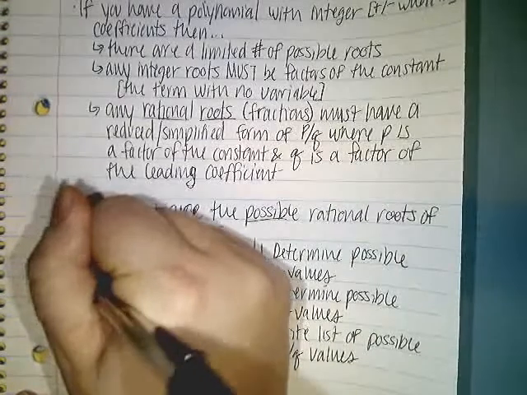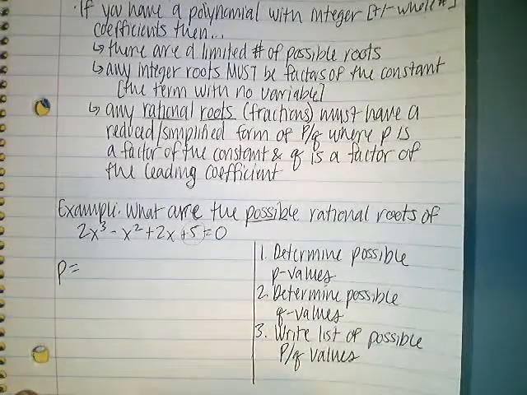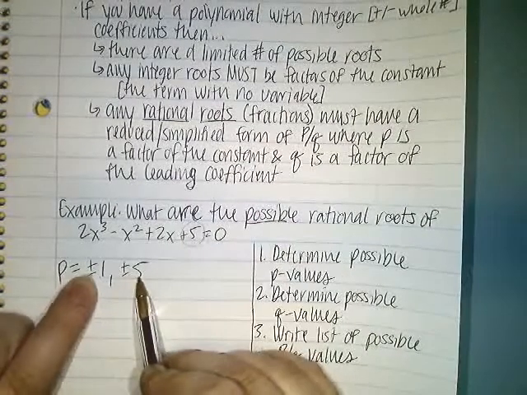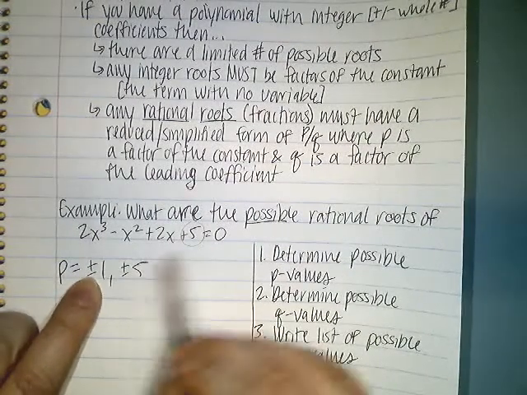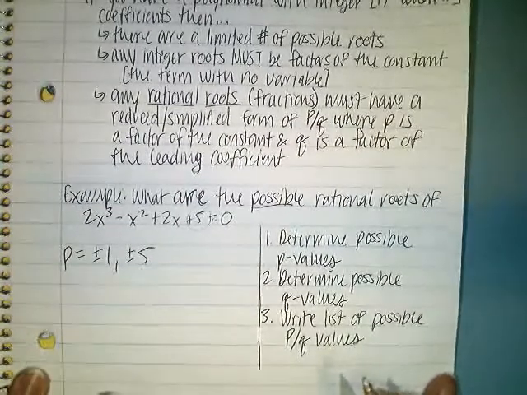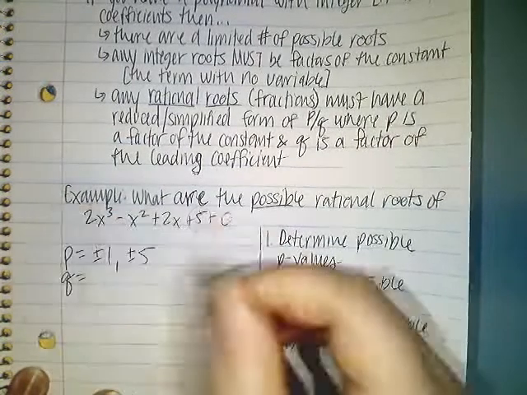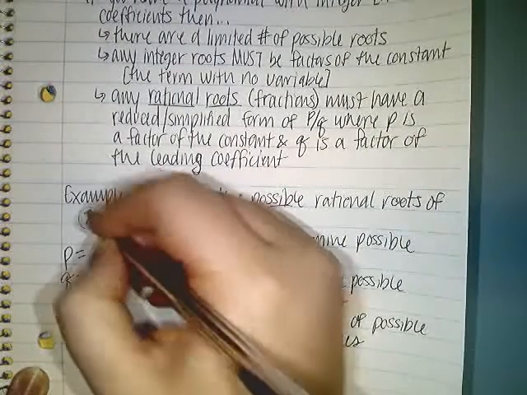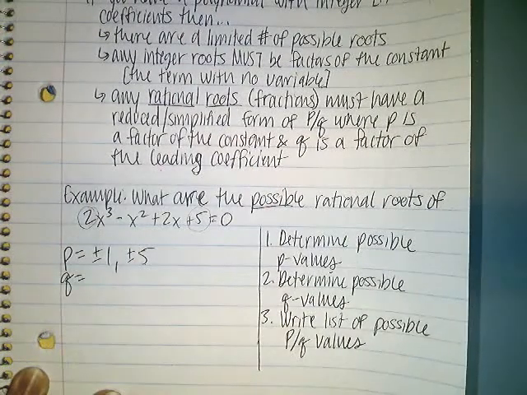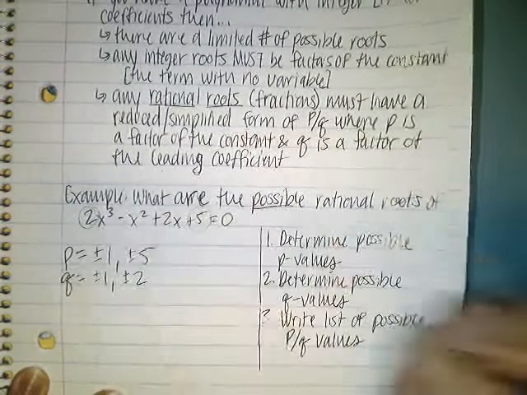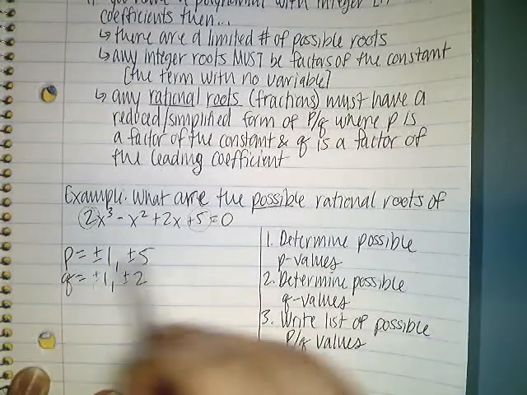So p is going to be all of our factors of 5. The only factors of 5 are 1 and 5. So I could have positive 1 and positive 5, negative 1, negative 5. So all my possible p-values are plus or minus 1 and plus or minus 5. My possible q values are the factors of the leading coefficient. The leading coefficient, again, is the coefficient of the term with the highest degree. In this example, that's 2. So again, p was 5, q is going to be 2. Factors of 2, again, are plus or minus 1 and plus or minus 2. So those are all of our factors of p and q.